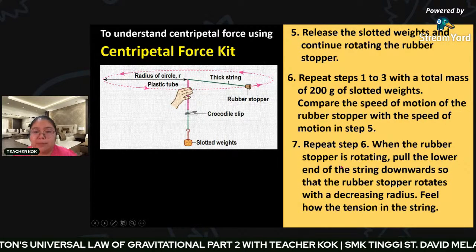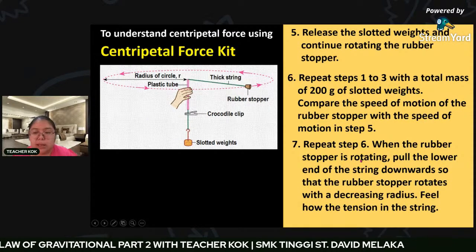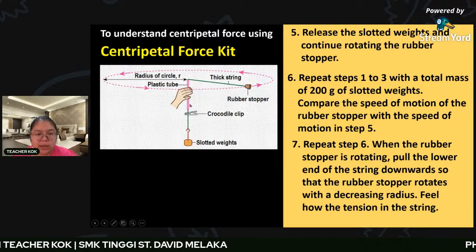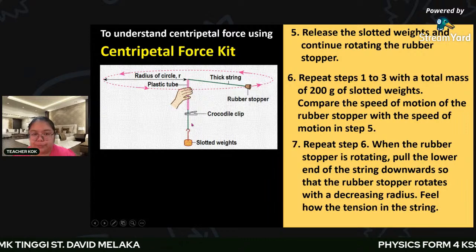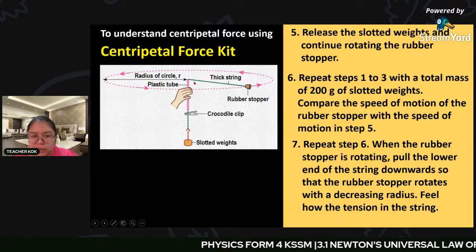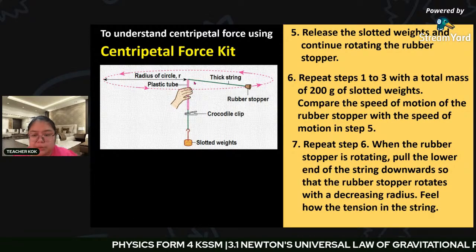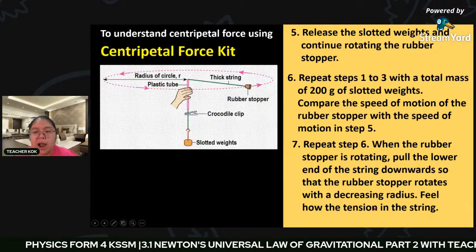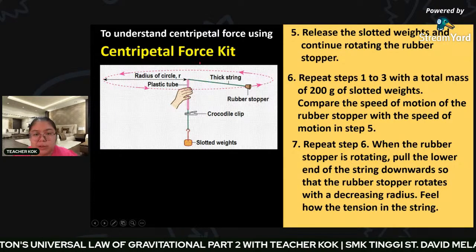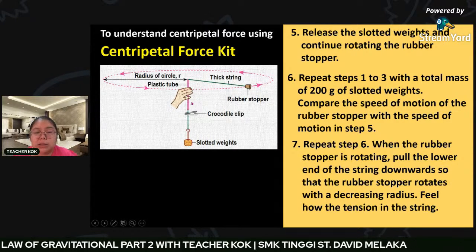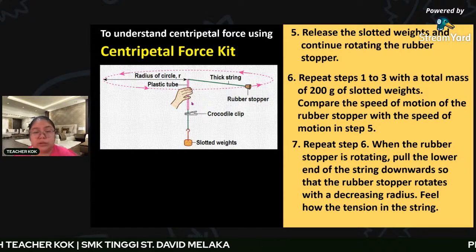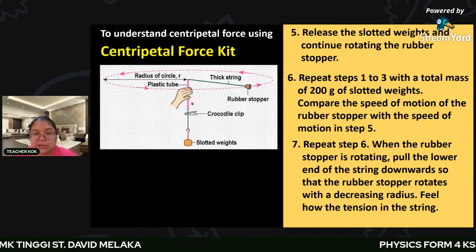Okay, when the rubber stopper is rotating, pull the lower end of the string downwards. That means this one string, you pull downwards a bit. Okay, when you pull downward a bit, what does it mean? The radius becomes smaller. So from here, feel how the tension of the string is. Radius becomes smaller, that means your circle becomes smaller. So how about the tension? So this one is what you need to think about for these situations.